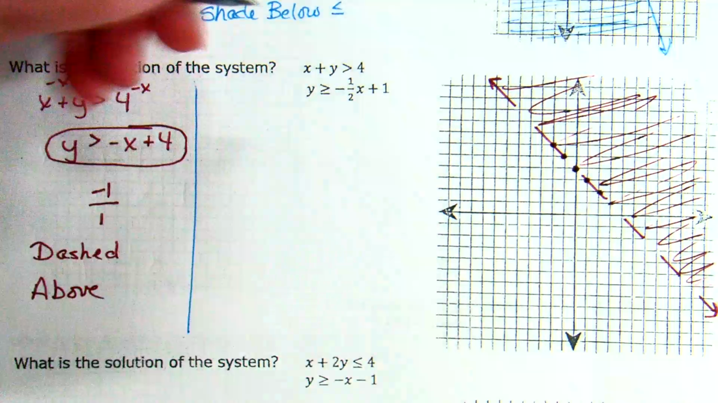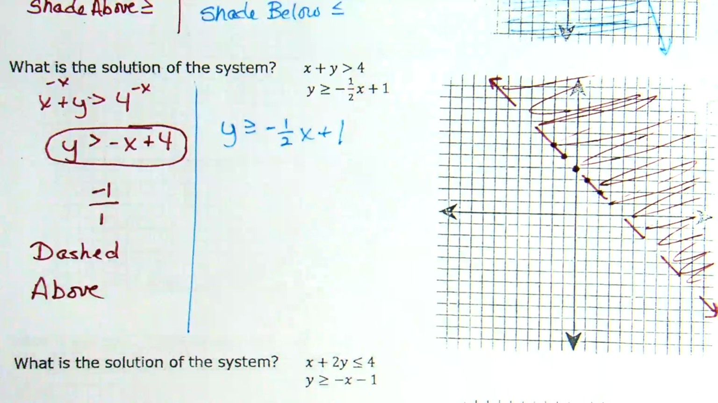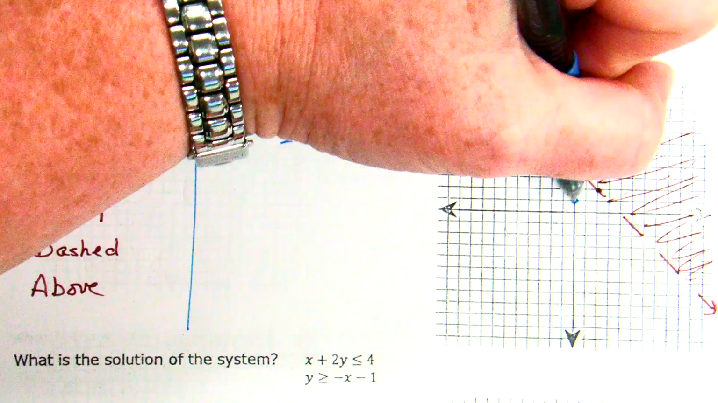Y greater than or equal to negative 1/2 x plus 1. It's already done. Nice, isn't it? We like that when that happens. It's already y equals mx plus b. My b value is 1. So y-intercept of 1. Where does this slope take me?